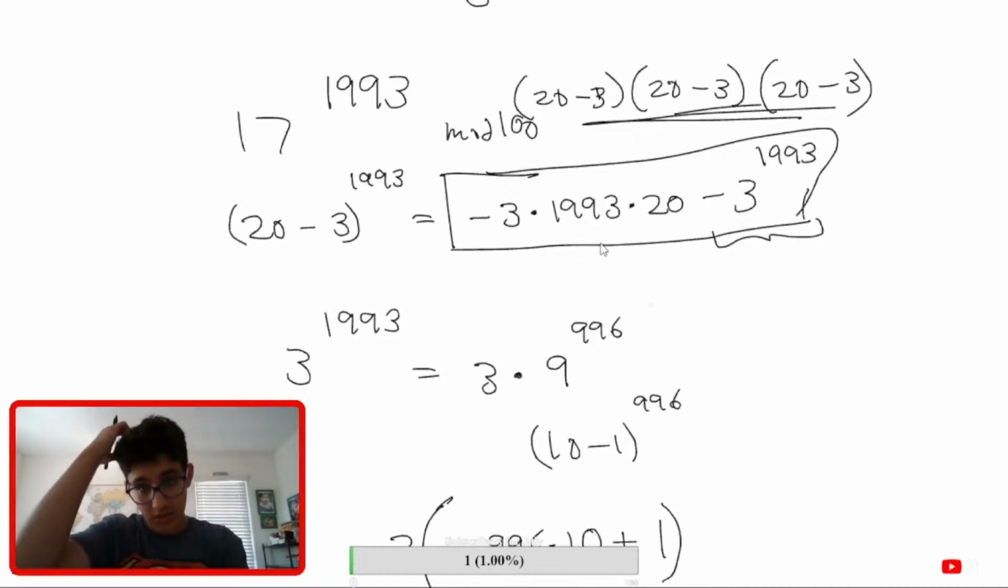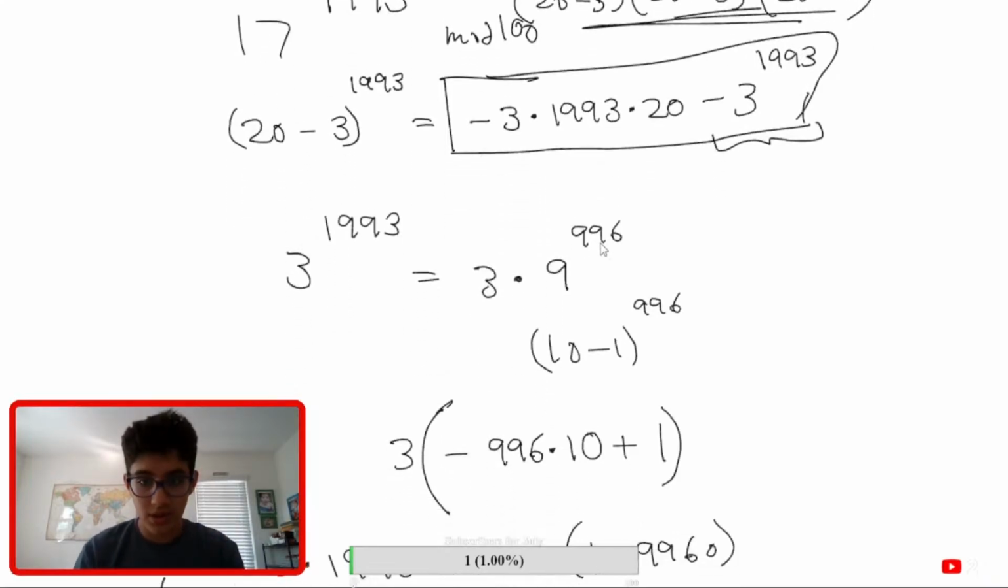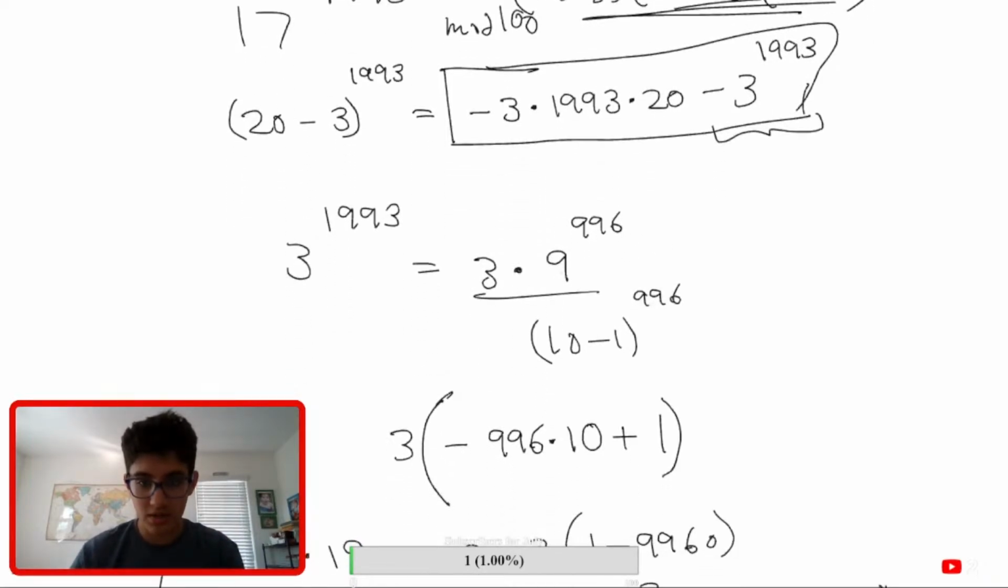Okay, 20 minus 3 to the 1993rd. You'll keep on getting stuff like, oh, did I not do this part properly? I think I did. 3 times 9 to the, okay, so I included the 3 there. 996 times 2 is, did I do that correctly? I think that's very possibly what went wrong here, if I did that wrong. 996 times 2 gives you 1992, so it's 3 to the 1992.